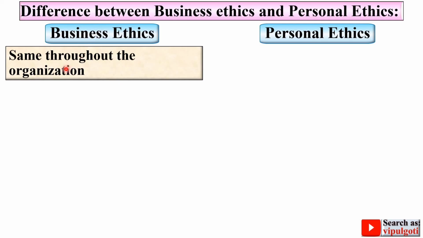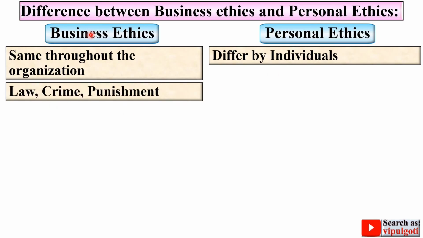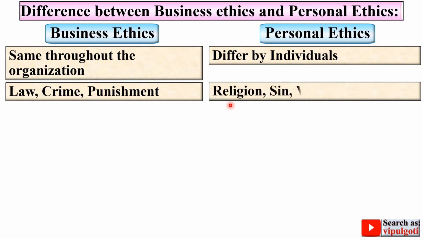First, business ethics is the same throughout the organization, because for business ethics, there is a special code of conduct for the different professions like doctor, advocate, nurse, etc. Whereas personal ethics can differ by individual. Especially, these are the different terms related to business ethics: law, crime, punishment. In case of personal ethics, these are the different terms related to personal ethics: religion, sin, virtue.